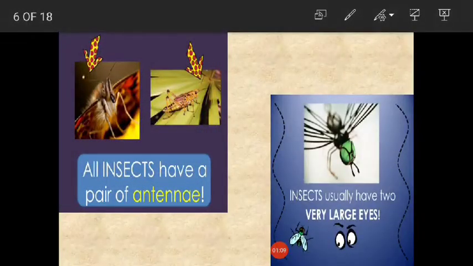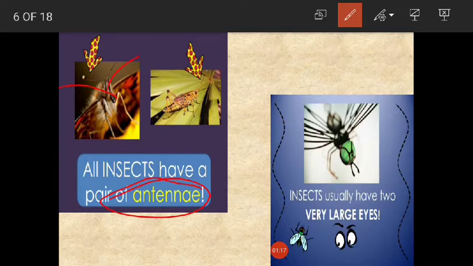Some of the insects, in fact all the insects, have a pair of antennae. Here is a pair of antennae, which is used as a sense organ for them. And they have two large eyes on their head.